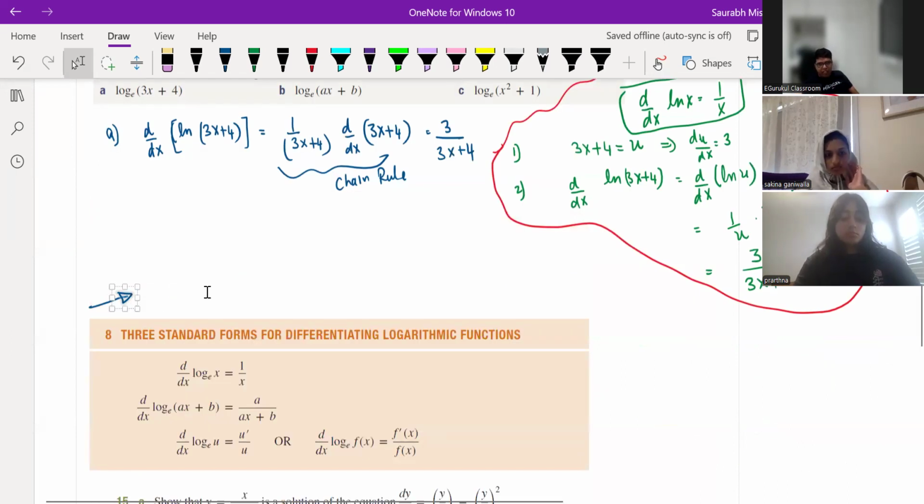So if you forget anything, or if you're not sure whether chain rule, product rule, use this substitution method. That is kind of, what do you call it? Maybe Brahmastra, maybe, that will apply everywhere.